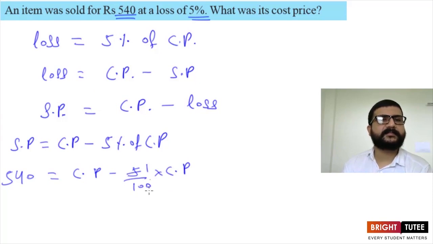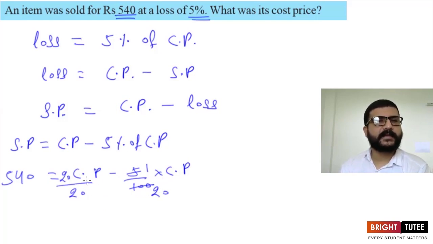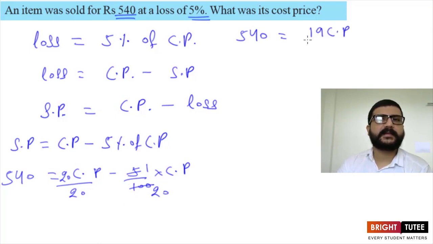We can simplify this, 5 ones are 5, 5 into 20 will give us 100. Now here we are having CP minus CP upon 20. We can write this CP as 20 CP upon 20 just to make the same denominator. Now what we'll get from here? We'll get 20 CP minus CP upon 20. So it means we are getting 540 is equal to 20 CP minus CP, which is 19 CP upon 20. Now from here we can say CP will be equal to 540 into 20 divided by 19.